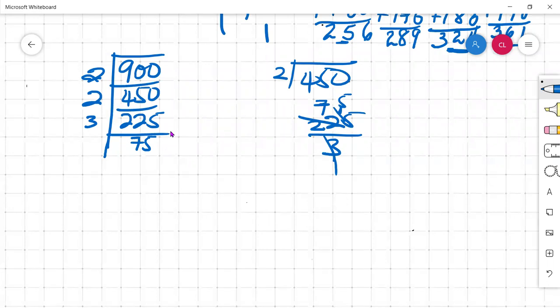Which prime could go into 75? 3. How do you know it's 3? Because if you add up 7 and 5, you get 12. Very good. So 3 could go into this now, and this goes 25.